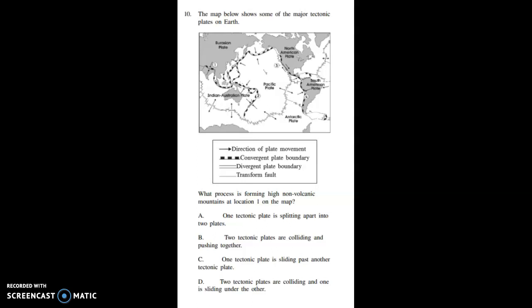Question 10. The map below shows some of the major tectonic plates on Earth. Direction of plate movement, convergent plate boundary, divergent plate boundary, transform fault. What process is forming high non-volcanic mountains at location 1 on the map? A. One tectonic plate is splitting apart into two plates. B. Two tectonic plates are colliding and pushing together. C. One tectonic plate is sliding past another tectonic plate. Or D. Two tectonic plates are colliding and one is sliding under the other.